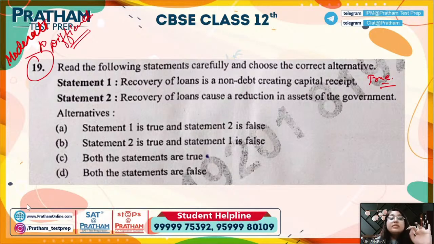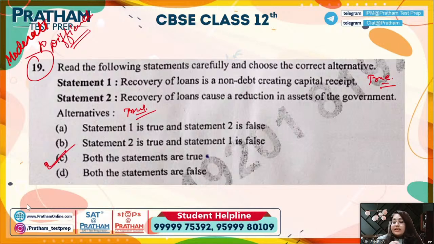And statement 2 is recovery of loans causes a reduction in assets of the government. Now you need to know that जो आपका recovery of loans है, it is treated as what? It is treated as a capital receipt. Why? Because it actually reduces the assets of the government. Okay, so statement true भी आपका true है. So what does that mean? This means that both the statements, 1 and 2, are correct. So option C is the right answer.